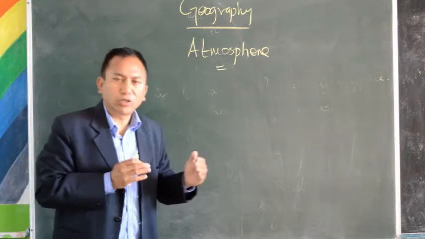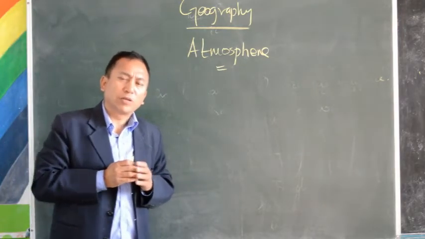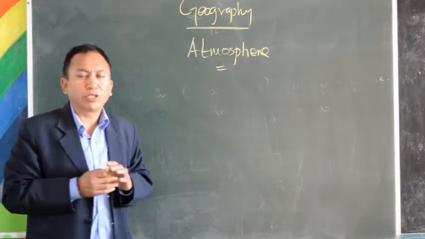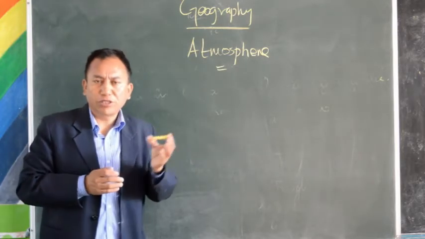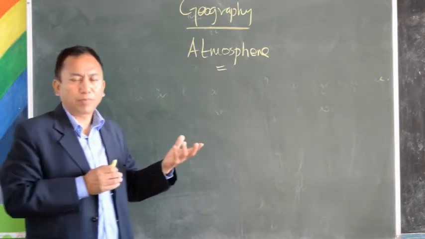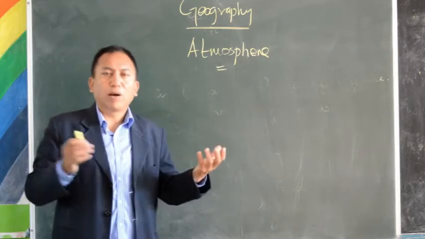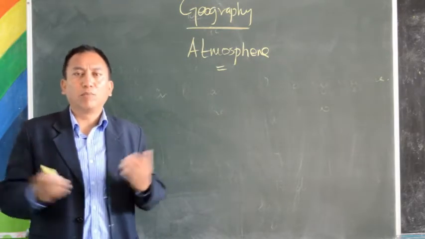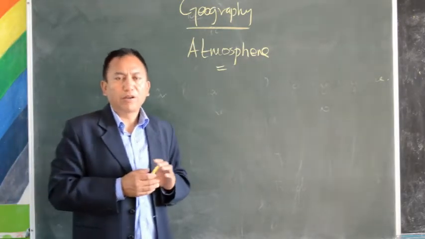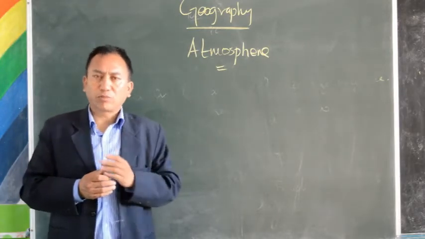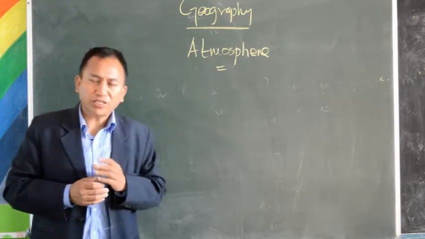The Earth's atmosphere is also very important because it protects us from falling meteors. When the meteors enter the Earth's atmosphere, they burn up, whereby we are saved from being bombarded by the meteors that enter through the Earth's atmosphere.